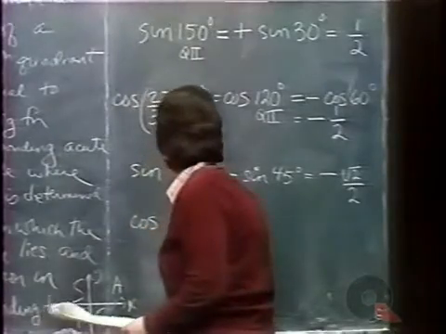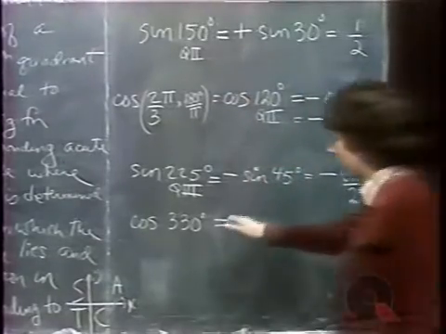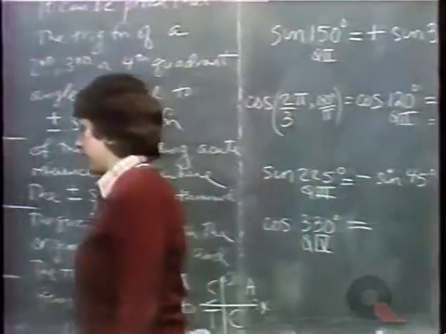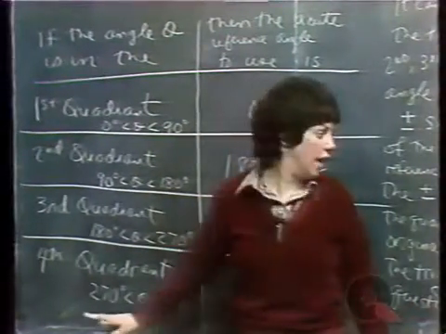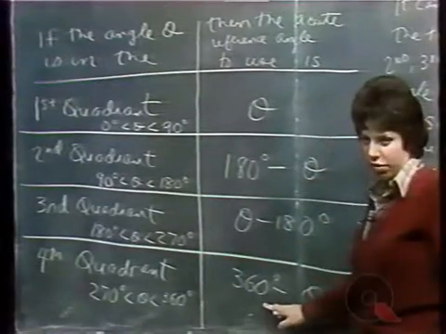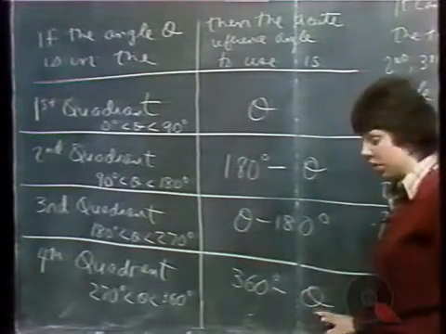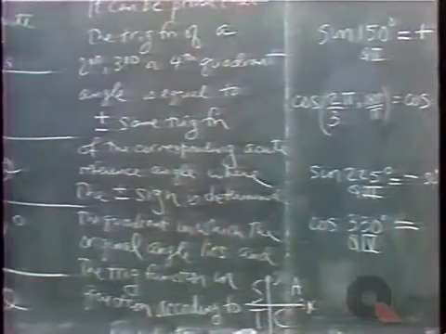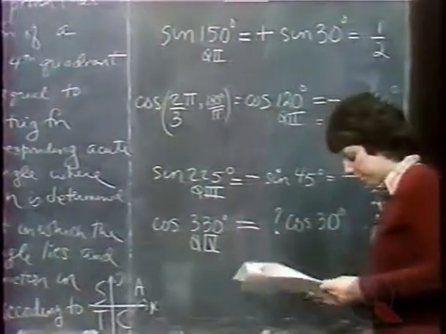Let's try now the cosine of 330 degrees. The first thing we notice is that this is a fourth quadrant angle. Let's look at how we get the reference angle. In the fourth quadrant, from 270 degrees to 360 degrees, and 330 degrees lies in that interval, we subtract the angle from 360 degrees. So it's 360 degrees minus 330 degrees, which leaves us with 30 degrees. So it's going to be plus or minus the cosine of 30 degrees.